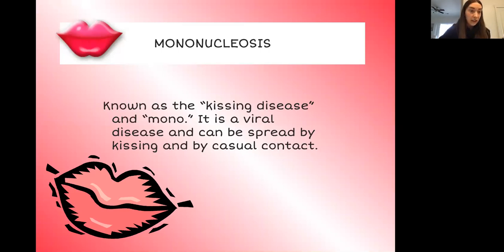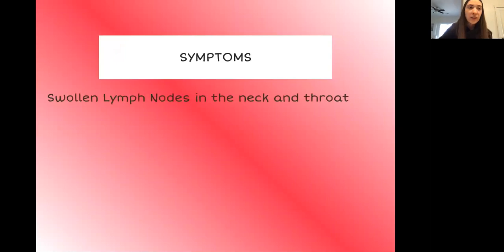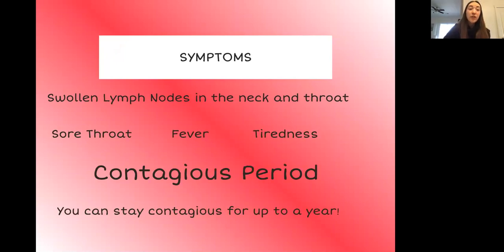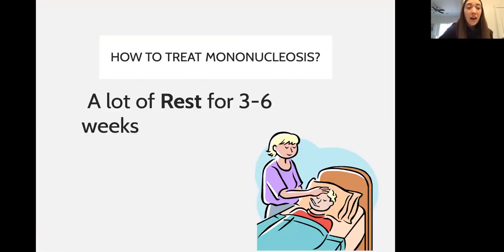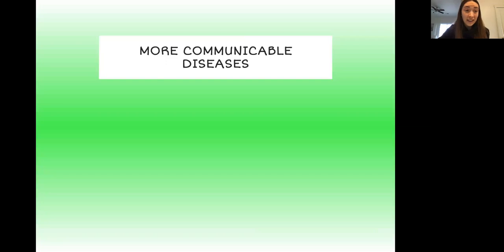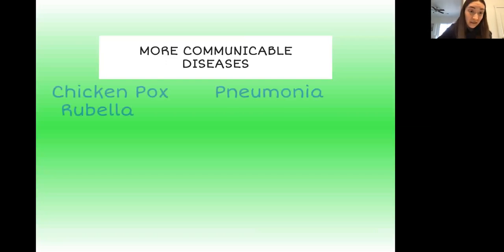Okay, mononucleosis, also known as the kissing disease, and mono is a viral disease that can be spread by kissing and casual contact. So that could also include using someone's serving utensils or drinking out of their water bottle, okay? Swollen lymph nodes in the neck and the throat are some common symptoms: sore throat, fever, tiredness, and you can stay contagious for up to a year, so you really don't want to get mono. The treatment is just a lot of rest. There's not really anything else that can be done.